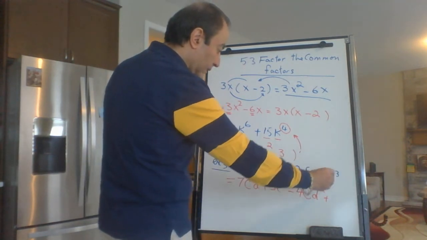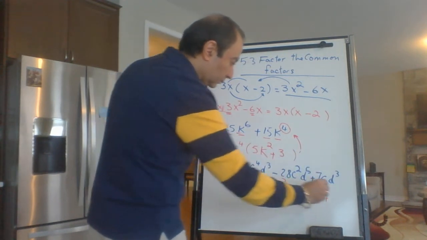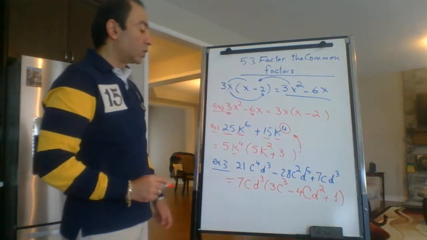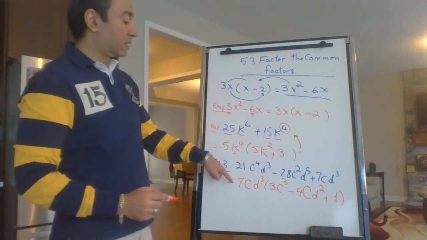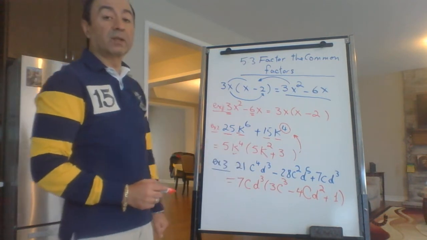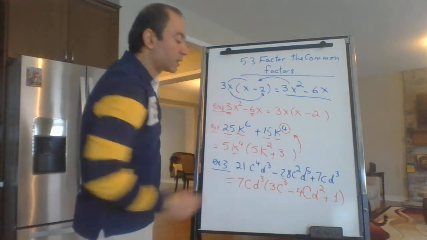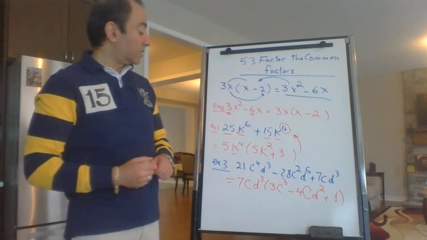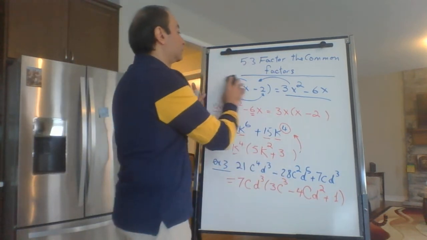So when we divide this term by this term, which is the same, the result is 1. Anything divided by itself is 1. So this is the factored form after we factored the common factor. If we distribute this back, it will give us the one in blue above. Okay, so this is example 3. I want to do some more.